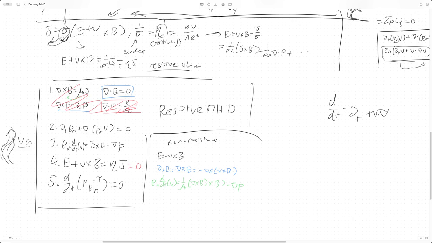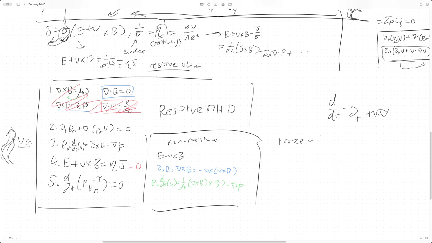Is there any other simplifications we can make? I do not think so. I think that is the most common that you can get. So yeah, that's pretty much it for getting the MHD equations. Let's just do one more thing, which is getting the frozen field approximation, because this is always important to do.